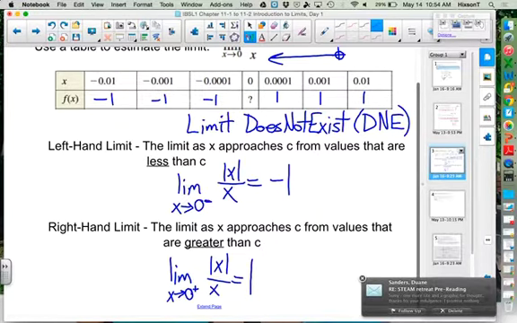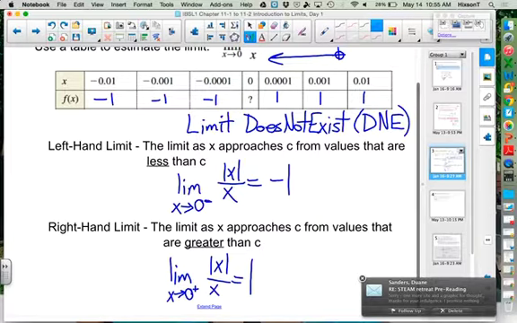So, think with me here. We said this limit doesn't exist. Can someone try to come up with a rule for when we can tell a limit doesn't exist? When there's an absolute value. No, not necessarily. When the left-hand limit and the right-hand limit are not equal to each other. There we go. When the left-hand limit and the right-hand limit are not the same.